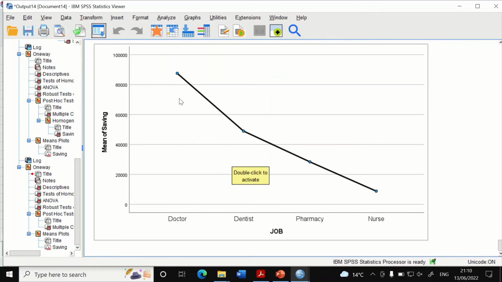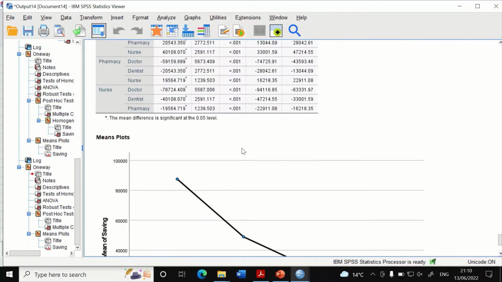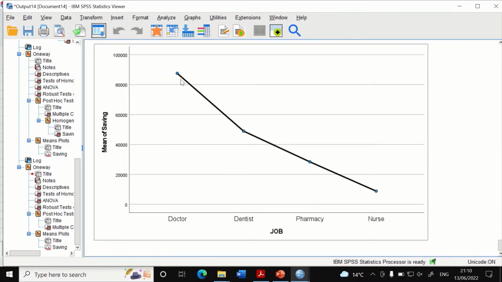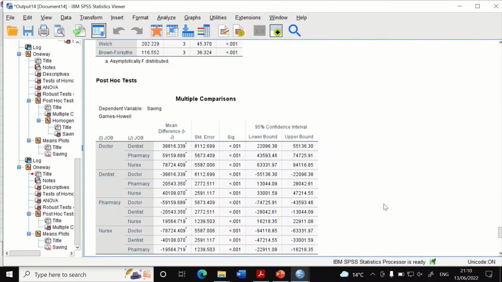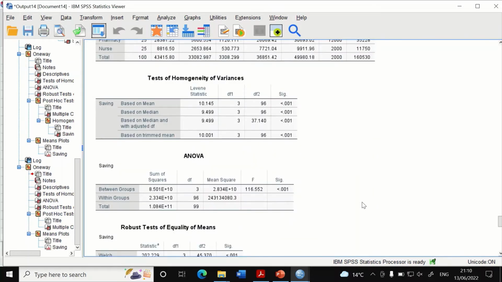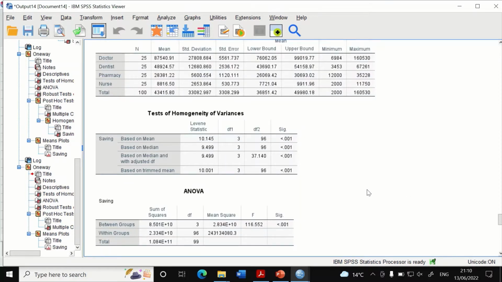And the graph here plotting the mean shows that the saving is the highest for doctors and lowest for the nurses. So this is the way to do ANOVA in SPSS when you have homogeneity of variances met, or when the homogeneity of variances is violated.